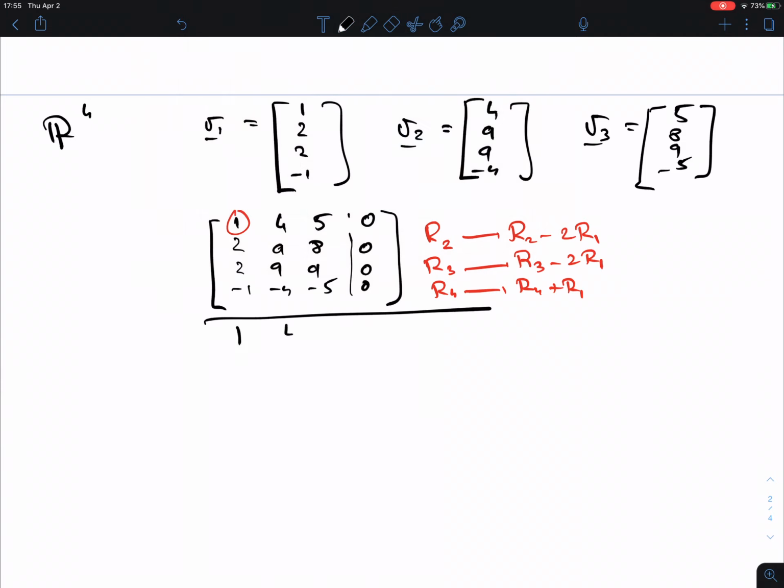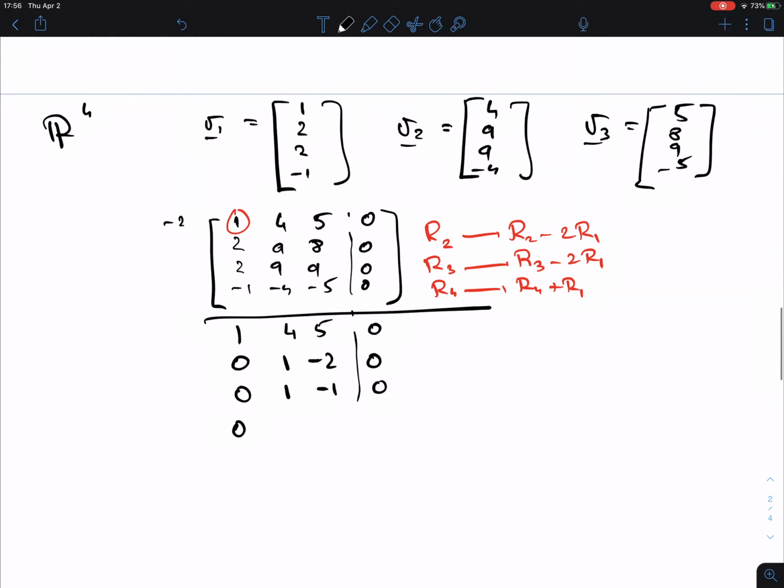So I get 1, 4, 5, 0. Times -2 and add up, 0. 8 minus 8 plus 9 is 1, minus 10 plus 8 is -2. If I do it there, I get a 0, I get a 1, and now I get minus 10 plus 9 is -1, 0, and then finally just adding is 0, 0, 0, 0.